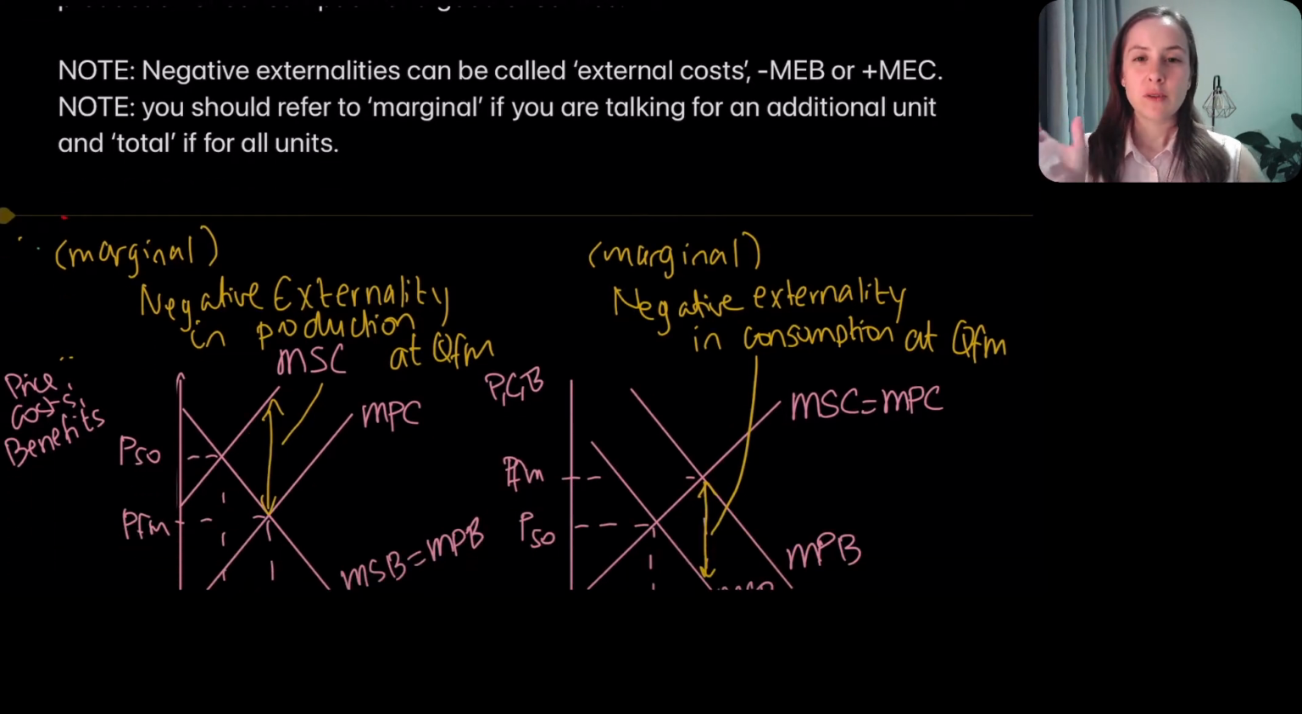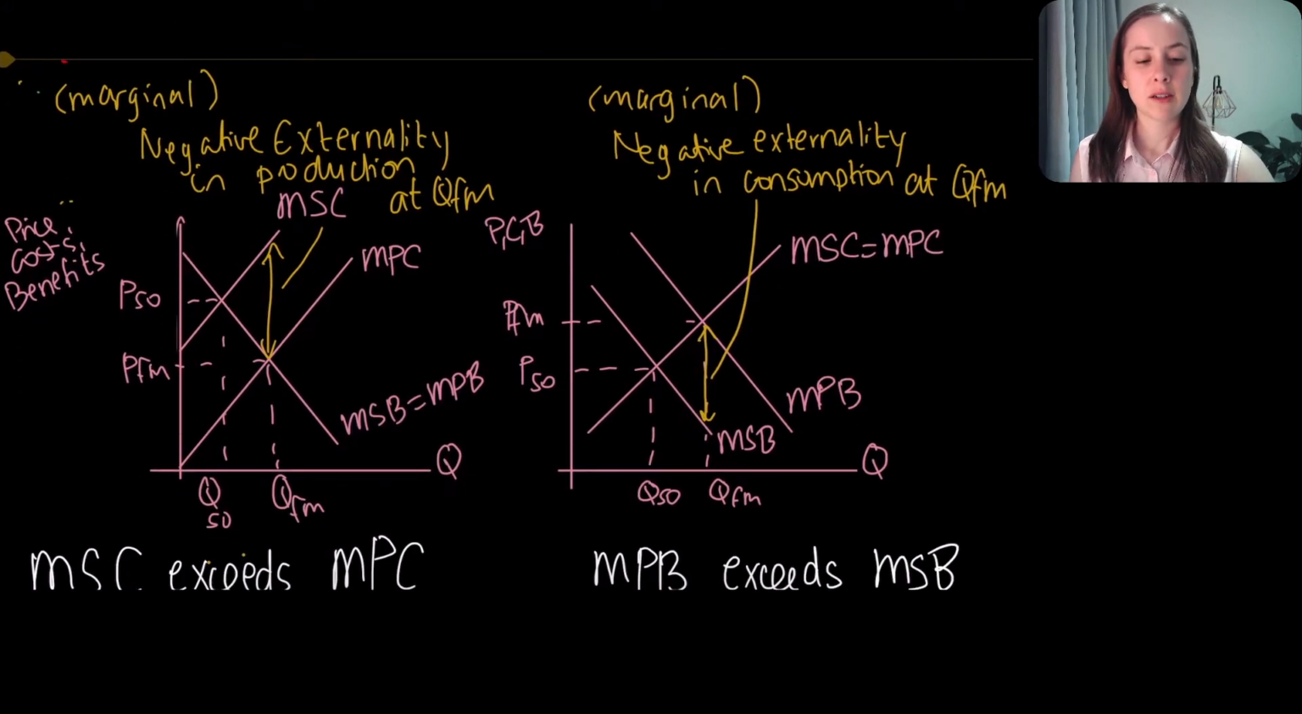Be careful when you use the word marginal. Marginal means just for that one unit, going from one unit to another unit. And that differs from the total, which is the sum of like all the units.